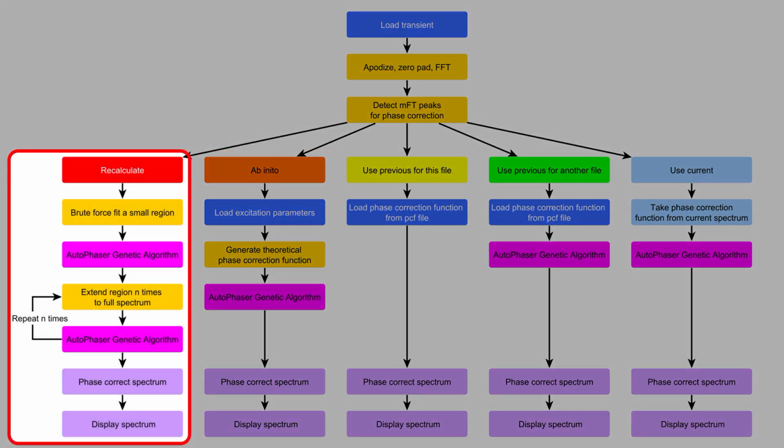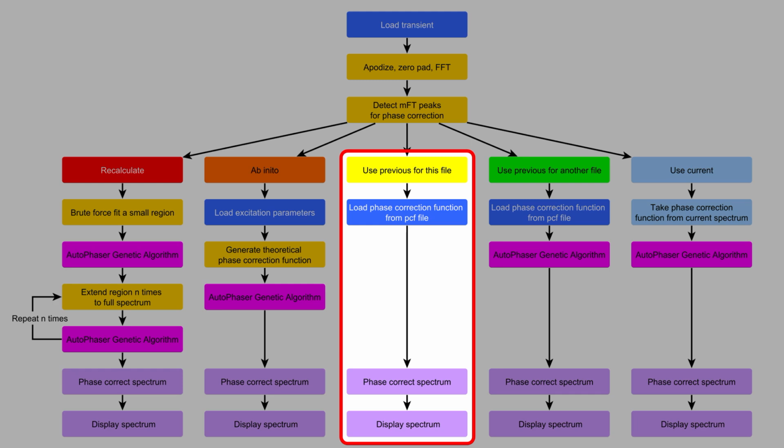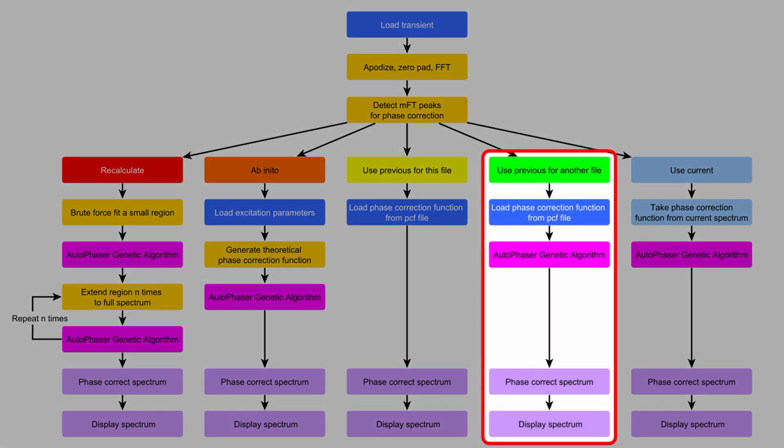But you can also use recalculate mode, and that uses information in the spectrum itself to generate a phase correction function for optimization. Or you can apply a previously saved phase calibration function that was generated for this file, or load and optimize one that was generated for a similar but different file.